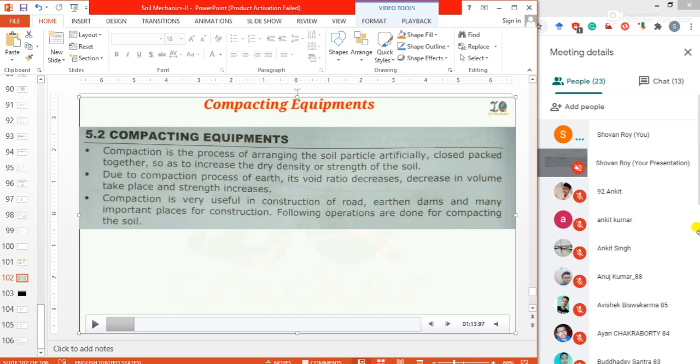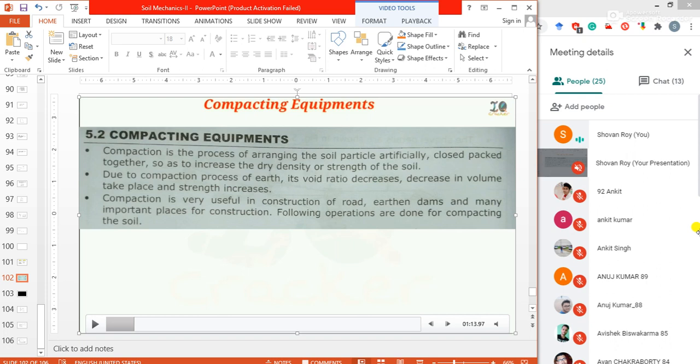Normally various types of soils can be compacted in the field by three methods: rolling, ramming by impact, and vibration. One is rolling; normally a roller is used. Ramming is giving impact on the soil. And then vibration. So: rolling, ramming by impact, and vibration.